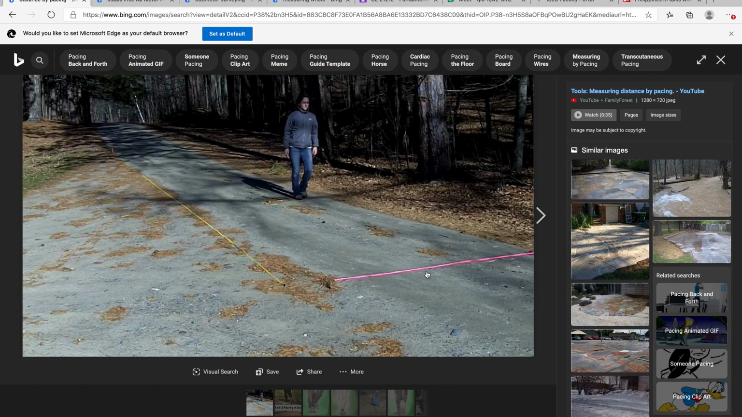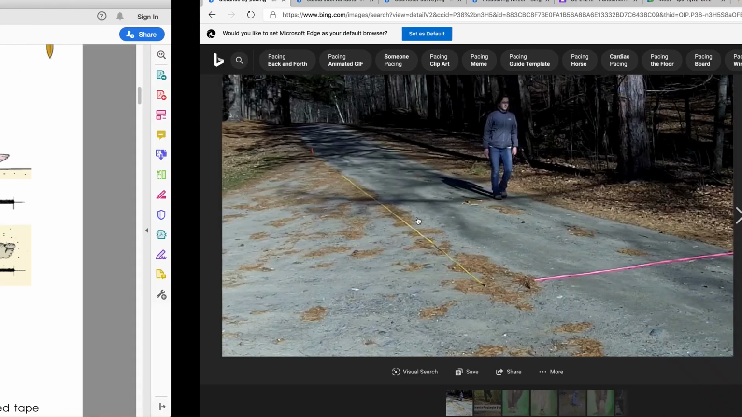Let's say from this point to this point, you can measure that by counting your number of steps times your pace factor. Then you can now have your distance or your measurement.